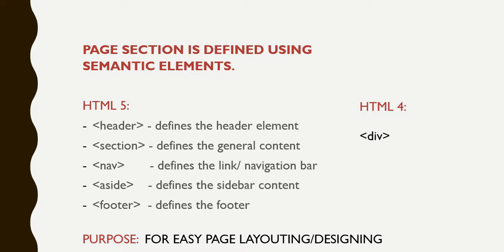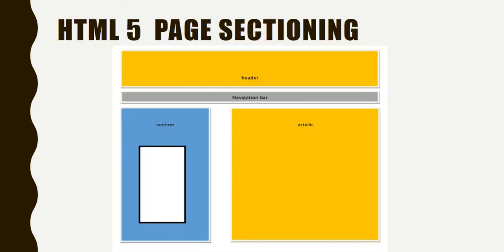Now when page section is defined properly, it would be easy for us to lay out and apply CSS for the designing. Now this is the HTML5 page sectioning. You have here on top the header. Below the header is a navigation bar. You have section here at the left and the article at the right, and you have the footer at the bottom. But it doesn't necessarily mean that you will stick to this layout or arrangement of the content.